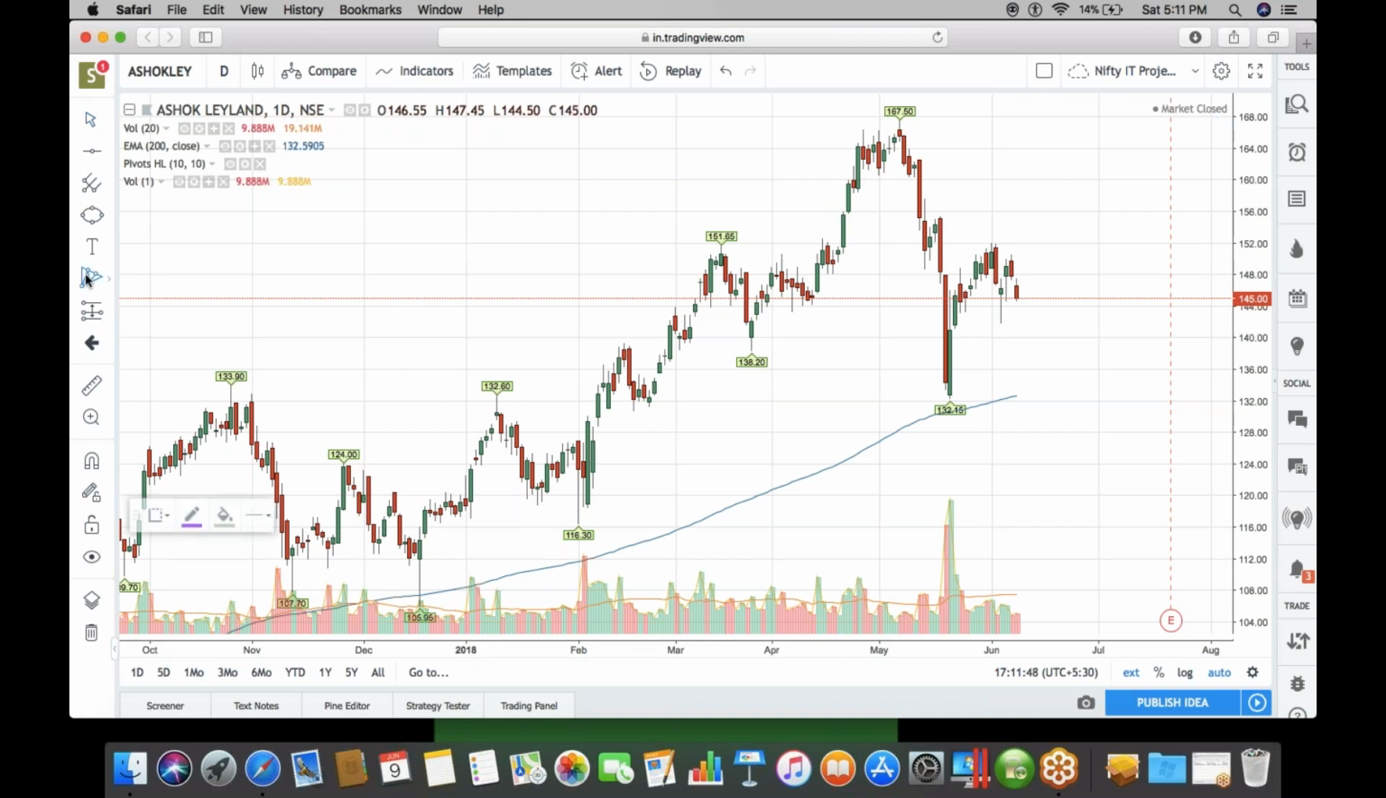So what did I do? I drew the lines from 150 to 131. First touch of the upside line, second touch of the upside line, and third touch of the downside line. So how many touches are there?